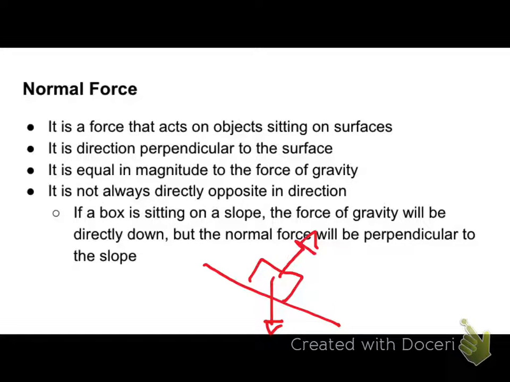If the surface that the box was sitting on was parallel to Earth, then the force will be directly opposite. But if the surface is not parallel to Earth, then it won't be directly opposite, because the normal force is always going to be at 90 degrees to the surface. Gotcha. So, not to where the Earth is, but to the surface the object is sitting on. So if you tilt that surface, then the normal force also tilts.